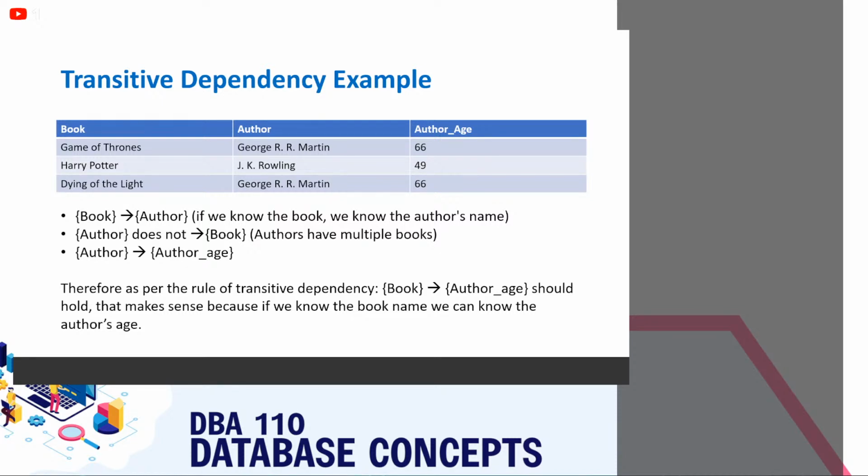And when we start to break it down, we see the book and the author are related. Each book has an author. So if we know the book, then we in turn know the author's name. So the book has a functional dependency on the author. The author, in turn, however, does not necessarily have a functional dependency on the book, because authors have multiple books. So when you are referring to an author, you could be referring to one of dozens of books.